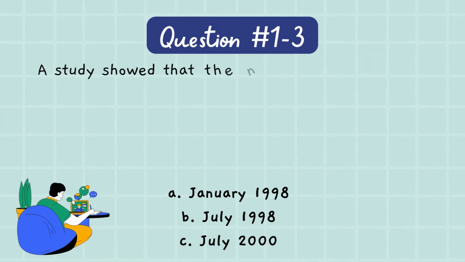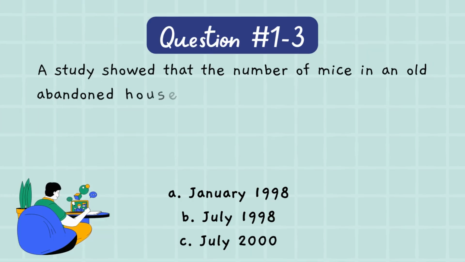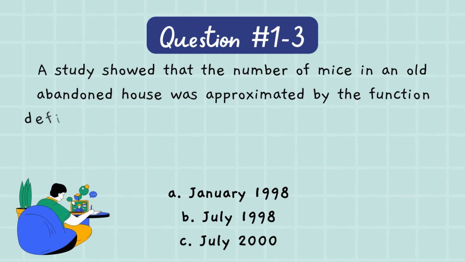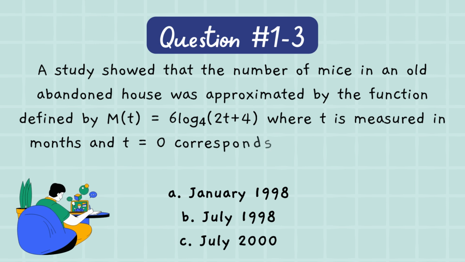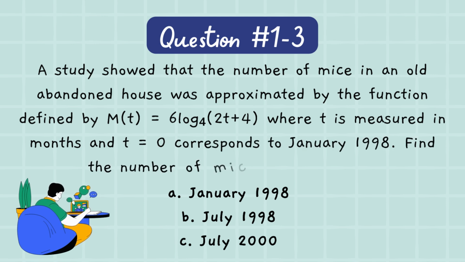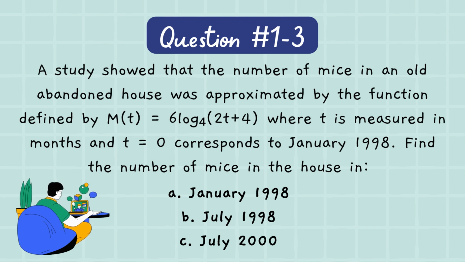Let's get started. A study showed that the number of mice in an old abandoned house was approximated by the function defined by m of t equals 6 times the logarithm base 4 of the quantity 2t plus 4, where t is measured in months and t equals 0 corresponds to January 1998. Find the number of mice in the house in A. January 1998, B. July 1998, and C. July 2000.